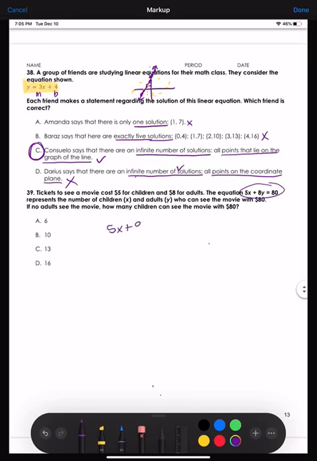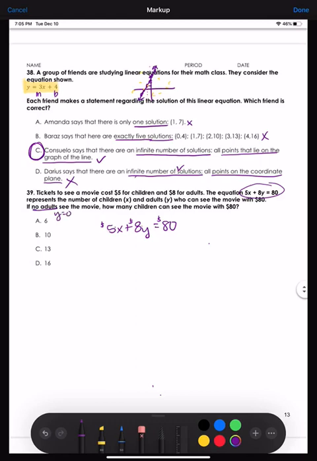5x plus 8y equals 80. And if x and y are the number of children, 80 is dollars. And it tells us, this is $5, this is $8, this is $80. And x is the number of children. So you're going to multiply the cost of the child's ticket times however many children go. And you're going to multiply the cost of the adult ticket times however many adults that go. Well, it's saying no adults, so we're going to let y equal 0, because that's what no adults means.